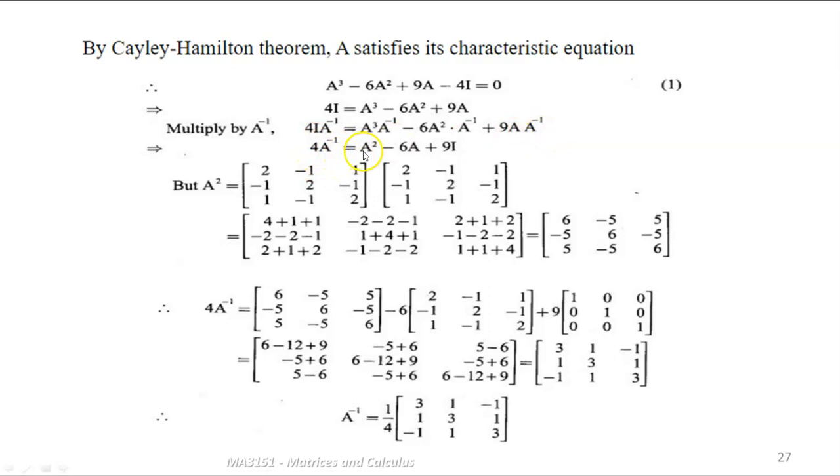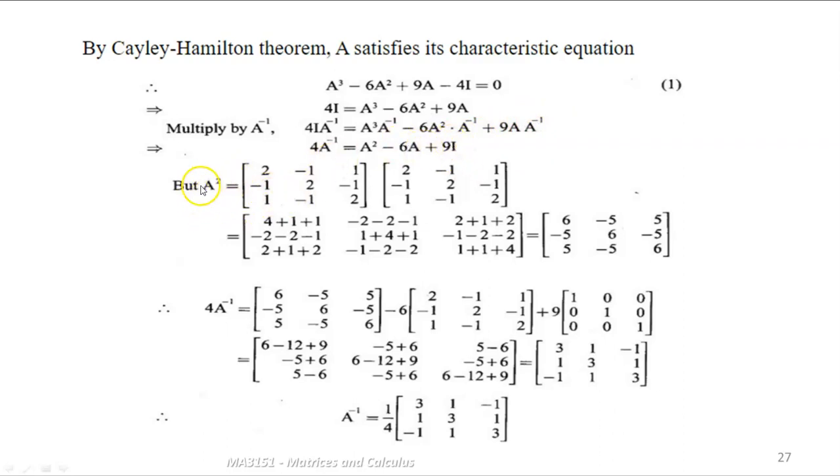Therefore, 4A inverse equals A square, A cube into A power minus 1, the base is the same, so we can add the powers. 3 minus 1 becomes 2. So A square minus 6A plus 9. A into A inverse is nothing but the identity matrix I.